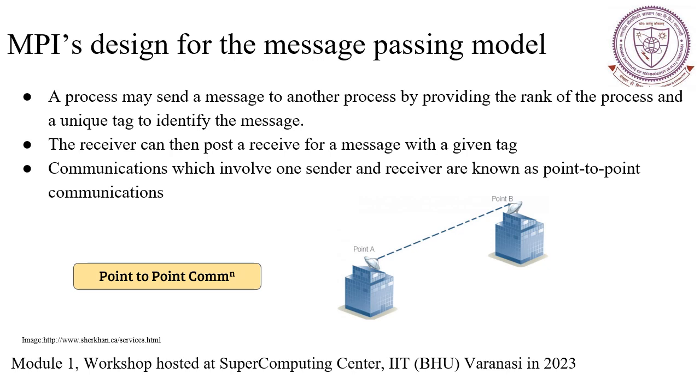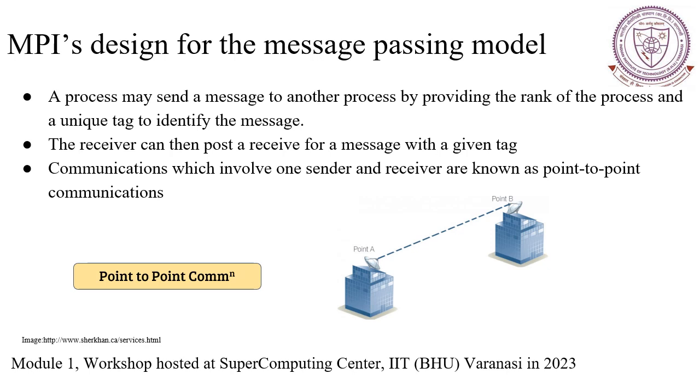Now we will see what point-to-point communication is. Point-to-point communication in MPI is the most basic type of communication between two processes. In point-to-point communication, a process sends a message to another process by providing the rank of the process and a unique tag to identify the message. The receiver can post a receive for a message with a given tag.